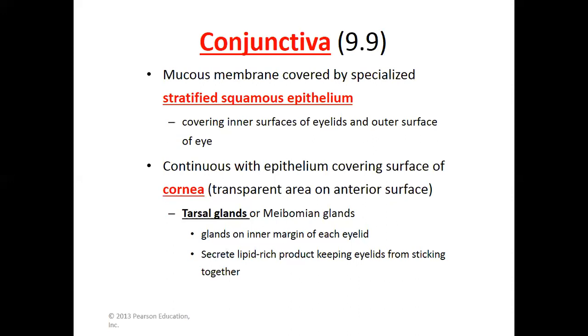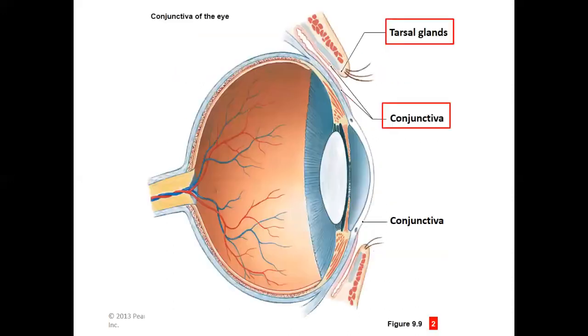That outer clear surface is called the cornea, and that epithelial tissue covers the surface of the cornea, but it's transparent on the anterior surface. You can see right through it. In the conjunctiva, there's also what's called tarsal glands, or meibomian glands. These glands are in the inner margin of the eyelid, and they secrete this kind of fatty lipid-rich substance that keeps the eyelids from sticking together.